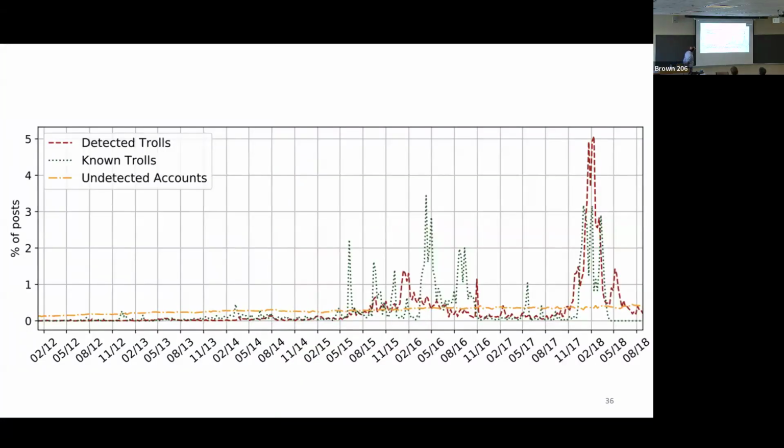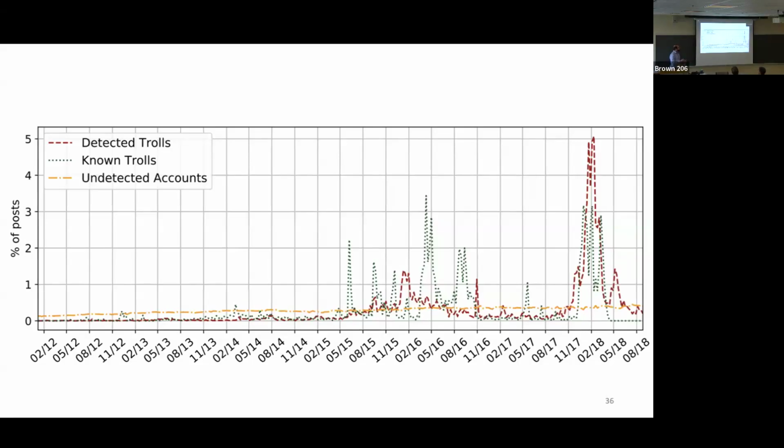So this is a distribution of the posts and the time where they made them. The orange line are regular accounts that we did not detect, and you can see how they're pretty much uniform. The known trolls had some spikes here and there, and our accounts have some of those spikes as well that overlapped. But basically, you can see how this bursty activity is indicative of some campaigns going on.